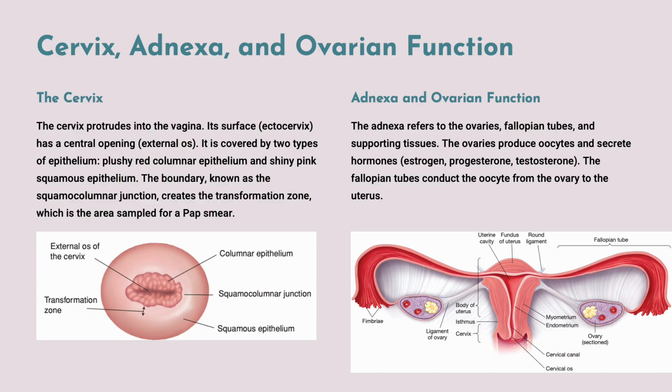Okay? The adnexae refers to those that are the limbs of the uterus, so to speak. The adnexa refers to the ovaries, the fallopian tubes, and the supporting tissues. The ovaries produce the oocytes and secrete the hormones estrogen, progesterone, and testosterone, while the fallopian tubes conduct the oocyte from the ovary into the uterus.